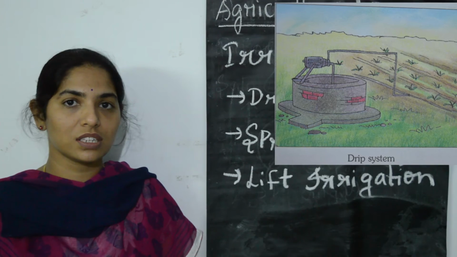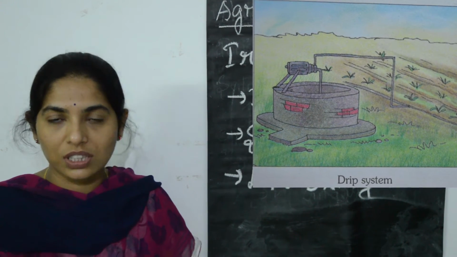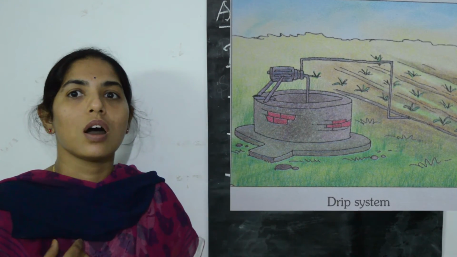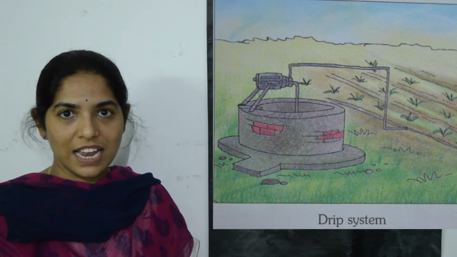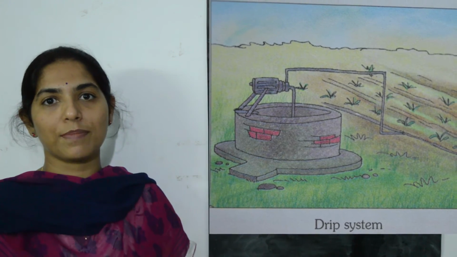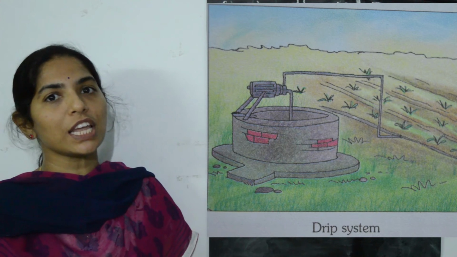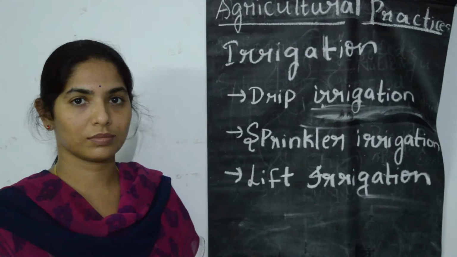Now in this method, generally the pipes are supplied throughout the field. Water is allowed to move through these pipes and is given to the plant drop by drop at the base of the plant. So this is the most commonly used method in water deficient areas.